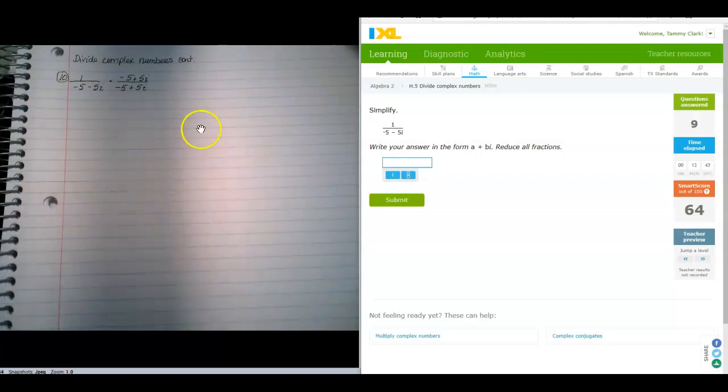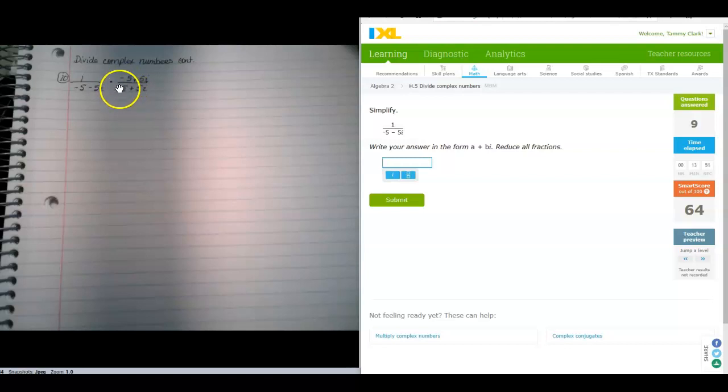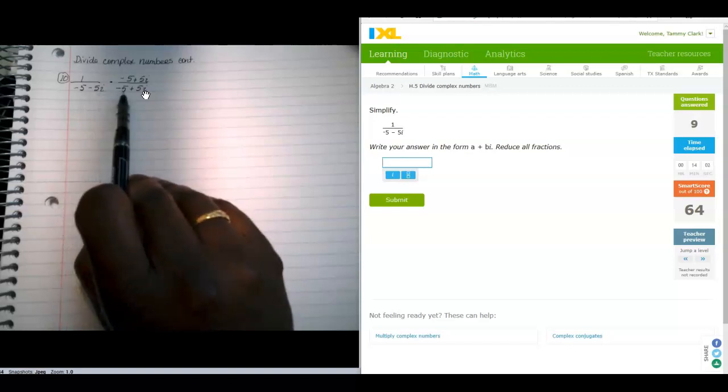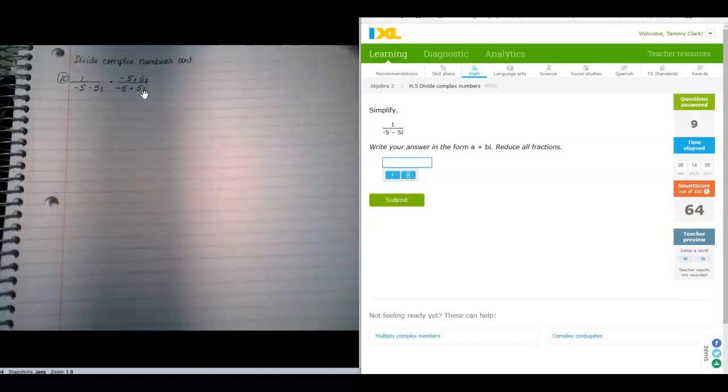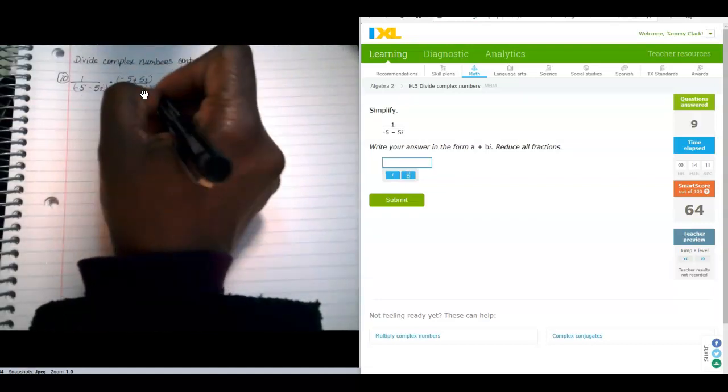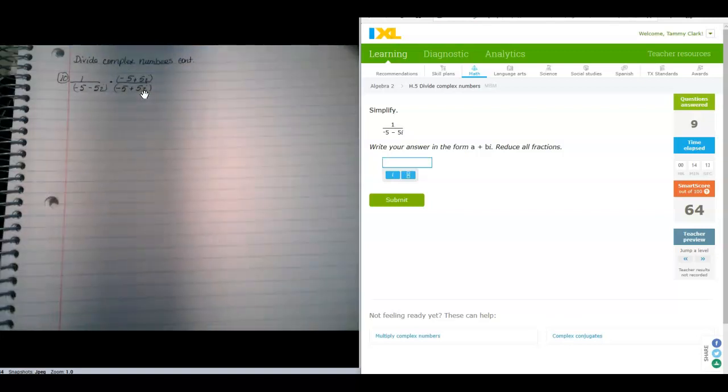And if you remember, the conjugate just simply says leave the real part the same, and you're going to write the imaginary part with an opposite sign. So if you notice here, I have -5 minus 5i. Well, my conjugate is -5 plus 5i. So now we're going to do what we have been doing. On the top, we're going to distribute that 1 to the numerator, but on the bottom, we're going to use what we use in multiplying complex numbers, distributive property or FOIL, whichever you prefer to call it.